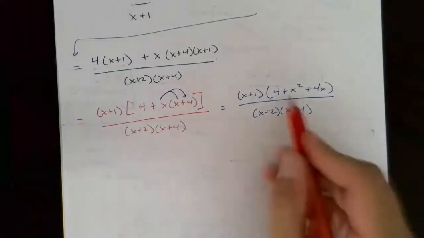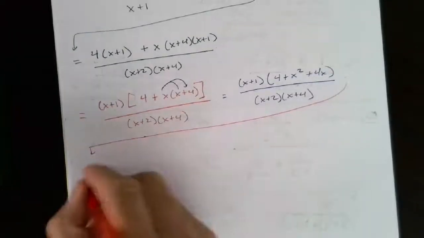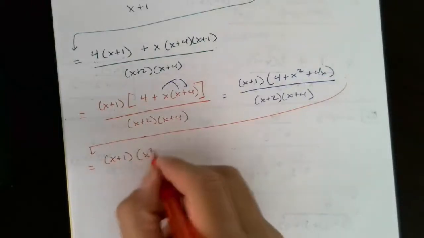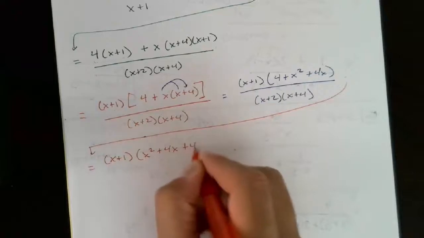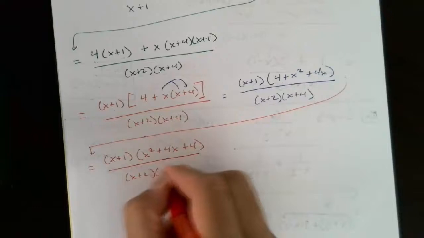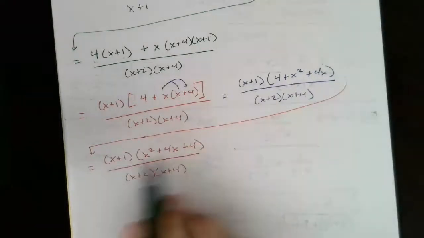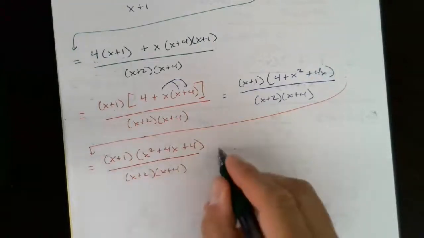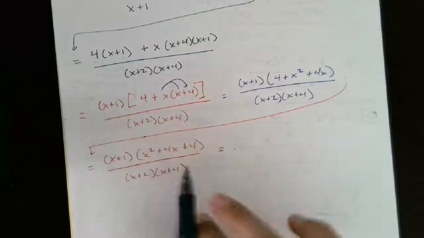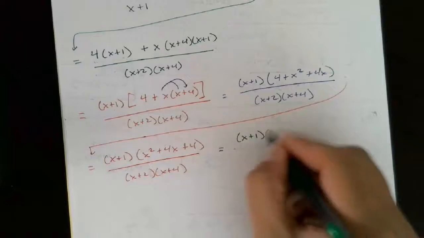And then you should recognize that this isn't in descending order, so you want to write this in descending order. So really what you have is x plus 1 times x squared plus 4x plus 4 all over x plus 2 times x plus 4. And then you have to check, once you factor out the x plus 1, does what's left inside of here factor? Well, x squared plus 4x plus 4, you took out the GCF of x plus 1 already. It has 3 terms. You don't see a value for your x squared, so you're going to try to factor that with 2 sets of parentheses.